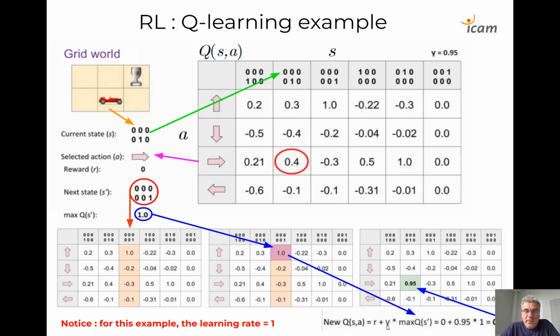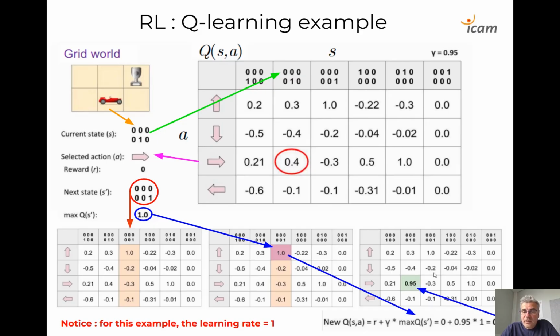So R, the reward, is 0, okay? Gamma, we choose gamma as 0.95. On the max Q value for the next state, for S prime, the max Q value is this value here. So it's 1. So if we compute everything, it's 0.95. And this is the new value for the QSA. So the QSA was before 0.4, but it will be updated by 0.95.